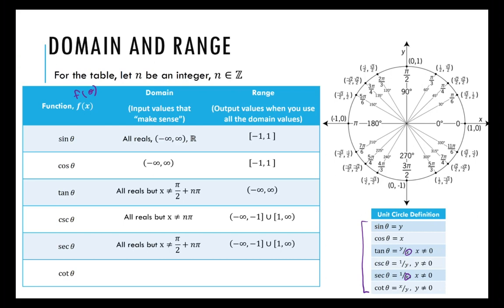And then notice that when you get to cotangent, cotangent and cosecant have the same division by y, and so cotangent and cosecant have the same domain. They have the same restrictions, and then the cotangent range is really the same as tangent, which is all real numbers. Now we need to give another definition, and we're going to call this identities.